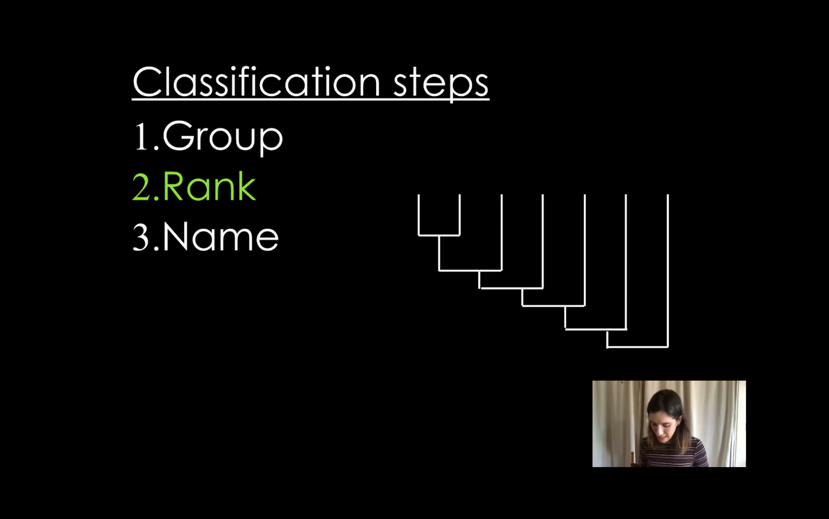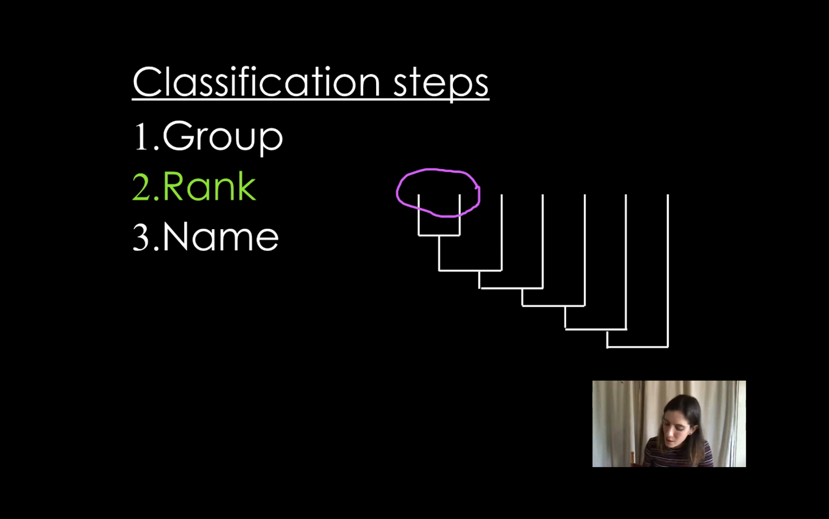So say we decide we want to name this monophyletic group. Well, before we name it, we need to decide what ranking we will give this. Is this a genus with two species inside of it? Or is this a family with two genera? Is this a species with two subspecies? We need to know what rank to give.